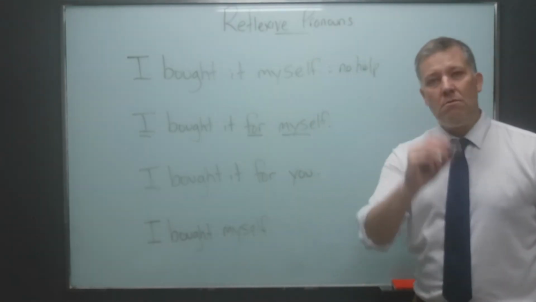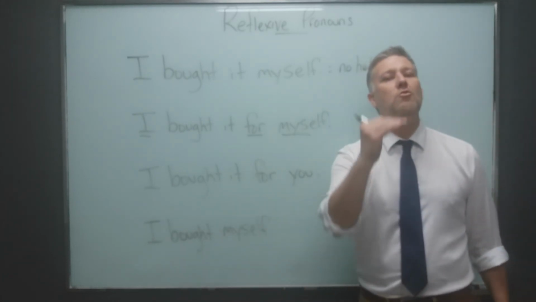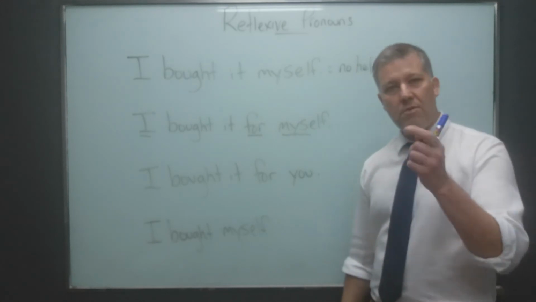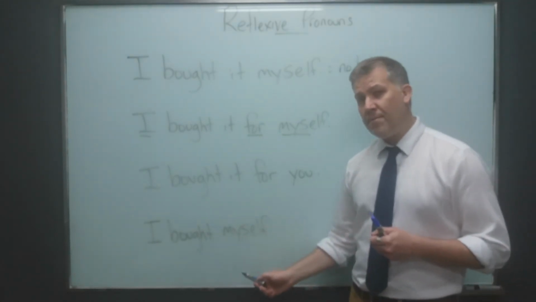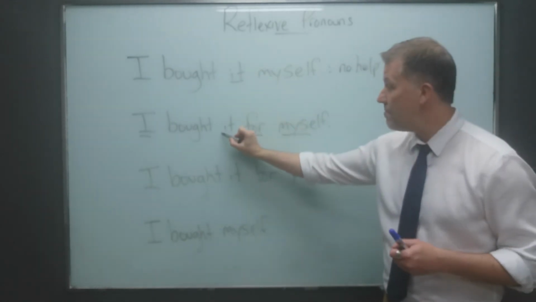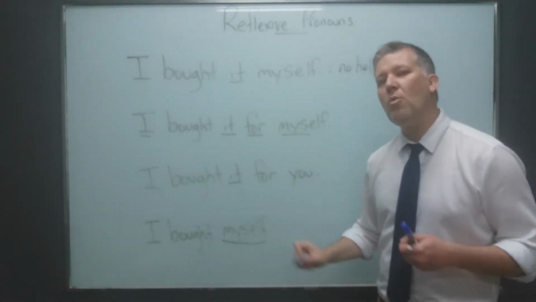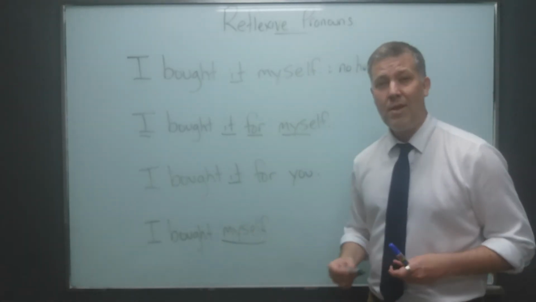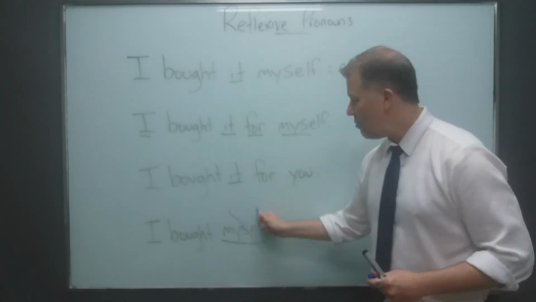But what if I didn't buy it for myself? I bought it for you. Then I would say, I bought it for you. I bought it, but you benefit. Perhaps it's a gift to you from me. And I bought myself. Once again, we have an object, a gift, for example. This is the object. There's no other object in this sentence. You can't buy yourself. You are not for sale. So we would never say this.